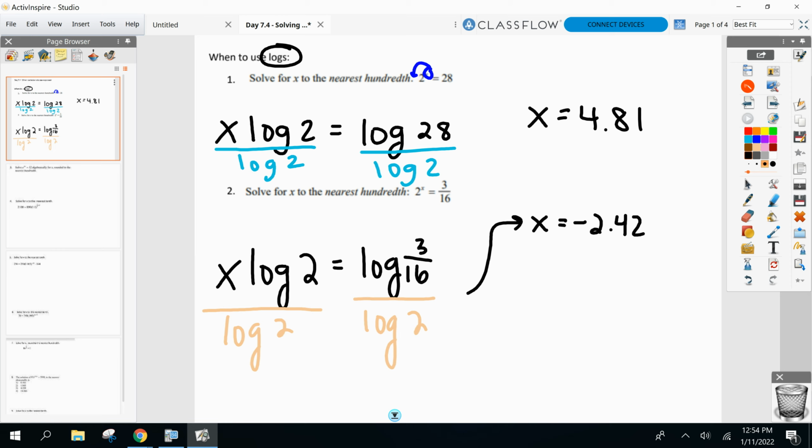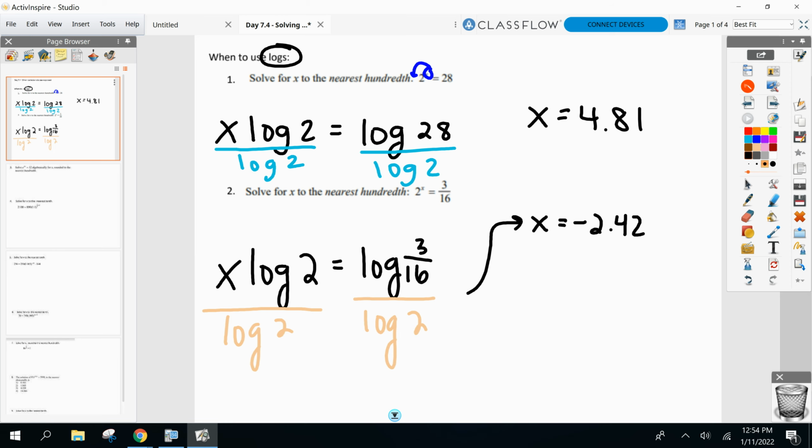2.42. Remember, don't check that. If you want to check your answer, check the unrounded answer on your calculator. That'll come out to be 3/16. We all good before I get a little nuts? All good on the basics.